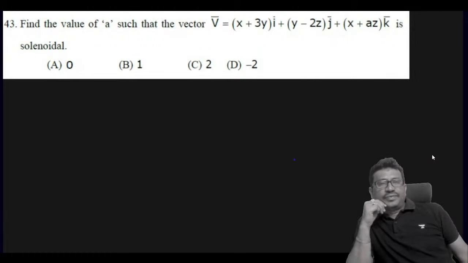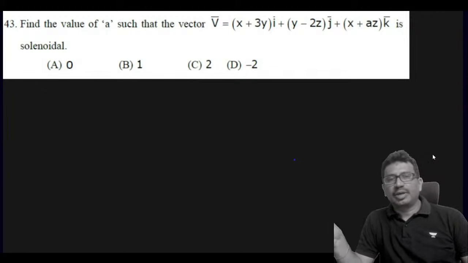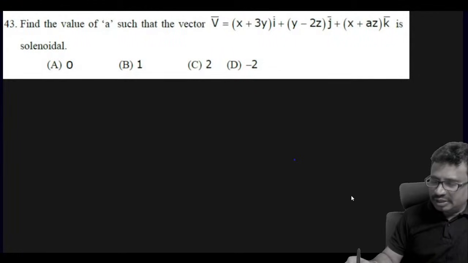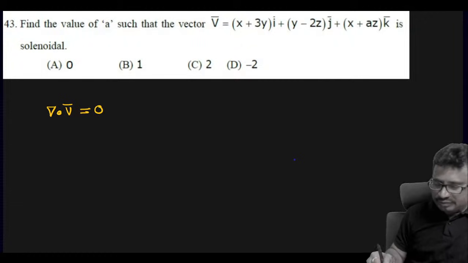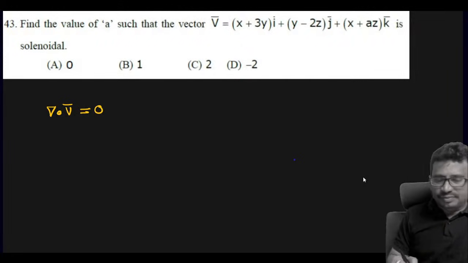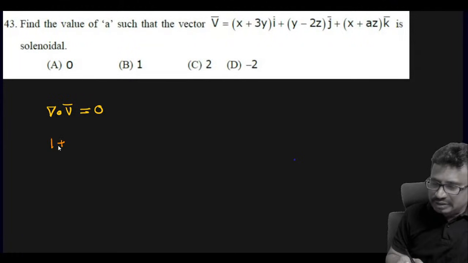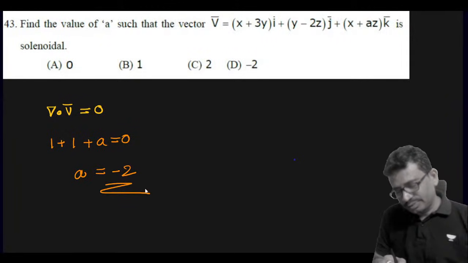Find the value of A such that the vector is solenoidal. Solenoidal means what? Divergence must be 0. So apply this condition and find the value of A. For solenoidal, divergence of V is equal to 0. Apply this condition. If you differentiate, this is 1 plus y, 1 plus A, which is equal to 0. So A equals how much? Minus 2.